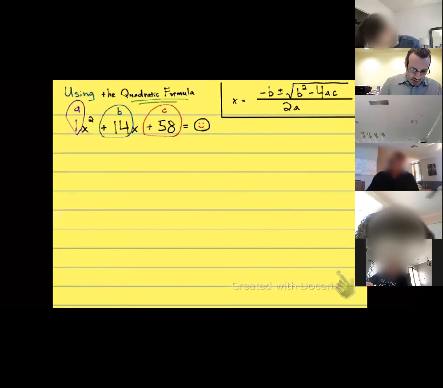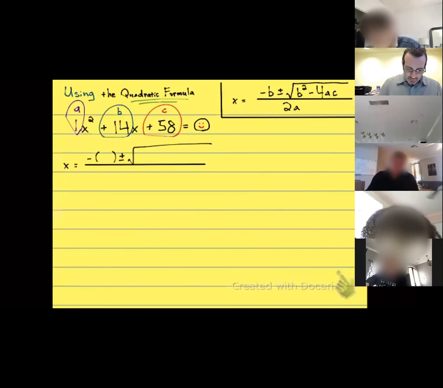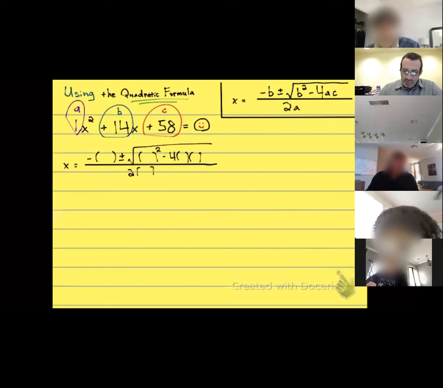Before I plug in, what do I always use? Parentheses. All right. The opposite of B plus or minus the square root of B squared minus 4AC, all over 2A. Now I'm ready to plug in.